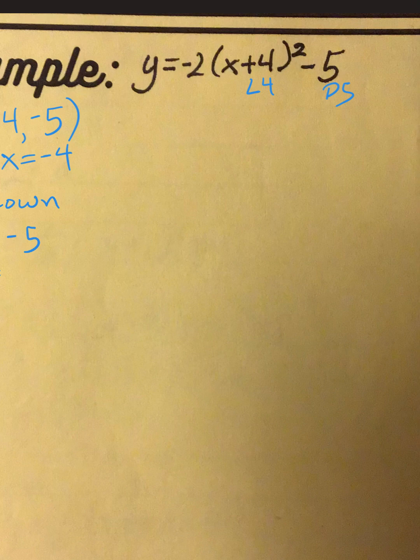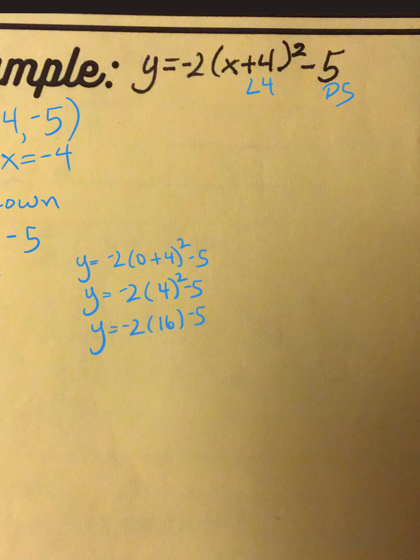And on your paper, the y-intercept tells you to substitute 0 in for x and simplify. So I'm going to substitute 0 in for x and simplify. Do order of operations. 0 plus 4 is 4. Do my exponent next. Multiply. So I get -37.